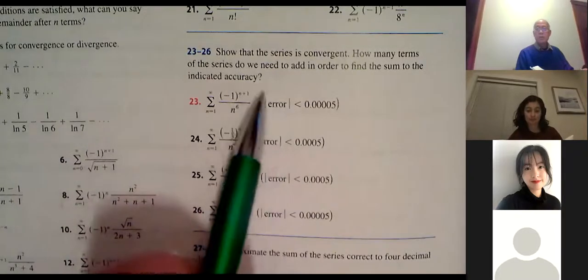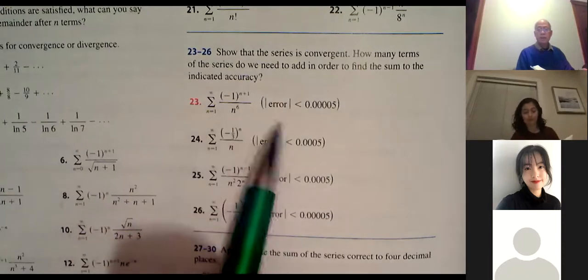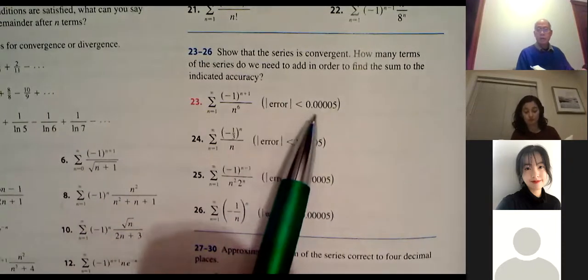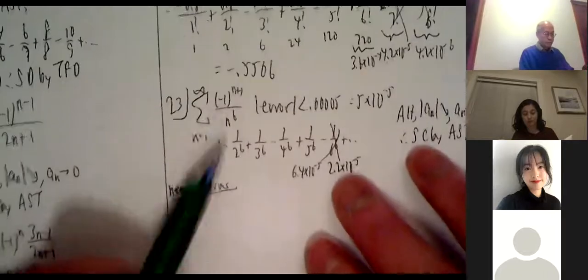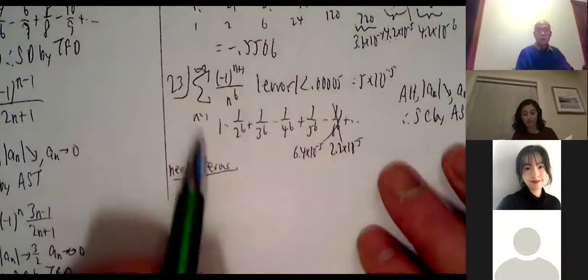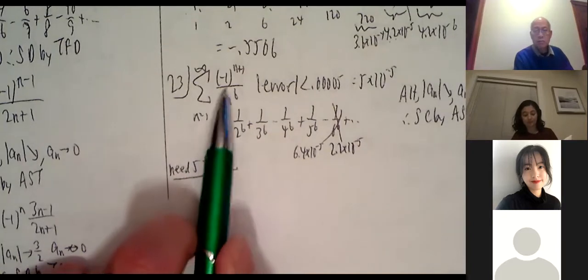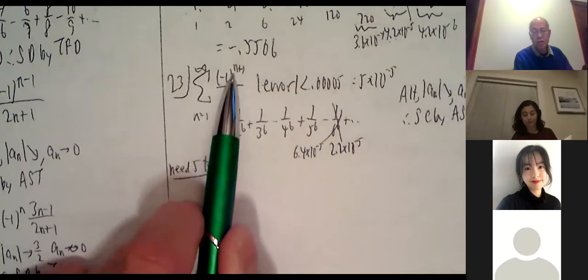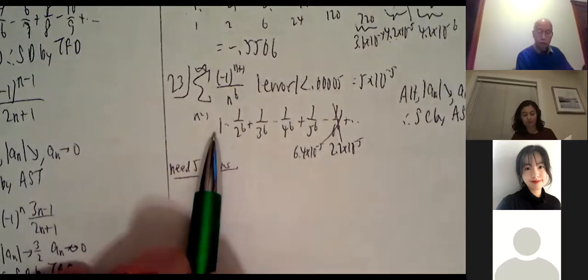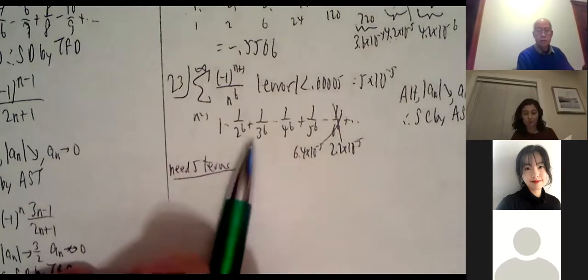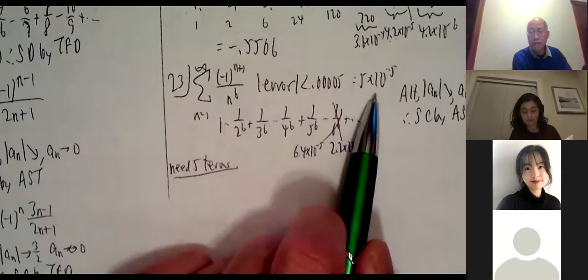So how many terms do we need to go to get the indicated accuracy? Negative 1 to the n plus 1 over n to the 6, with the absolute value of the error being less than 0.00005. So here's how you do it. I just write out some terms. It begins with a positive. How do I know? Plug in 1, negative 1 squared, 1. So 1 minus plus minus. 1 over 1 to the 6 is 1. 2 to the 6, 3 to the 6, 4 to the 6. So I keep going until I get something smaller than 0.00005, or 5 times 10 to the negative fifth.